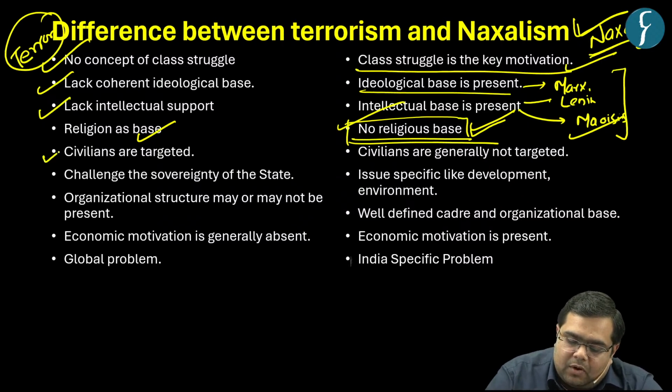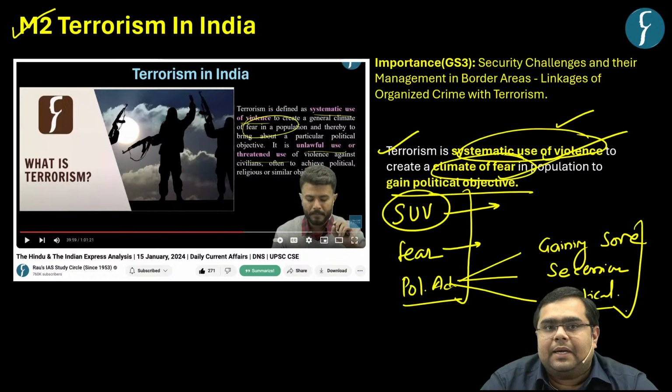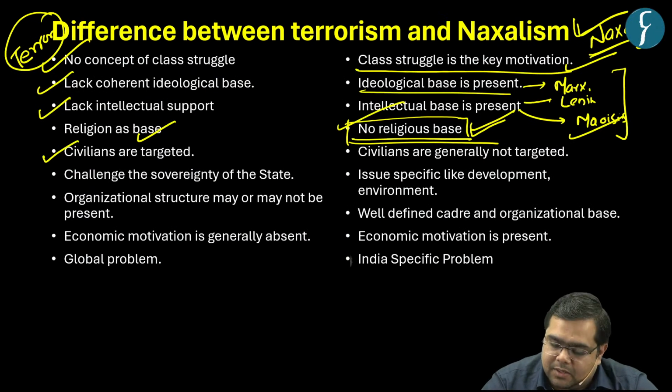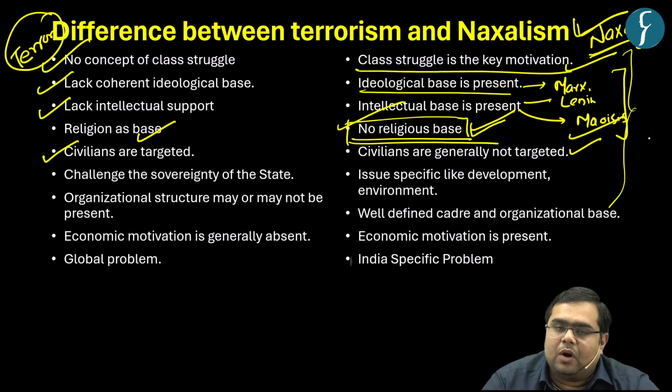Similarly, terrorists often target civilians, right? Like we just studied in the definition, systematic use of violence to create a climate of fear. How do you create a climate of fear? By targeting civilians and civilian infrastructure. Here, civilians are generally not targeted, and that is the reason, since they do not target any civilians or tribals, that they find large ideological support from the local civilians as well as local tribals, and subsequently it is very difficult to capture the Naxalites.